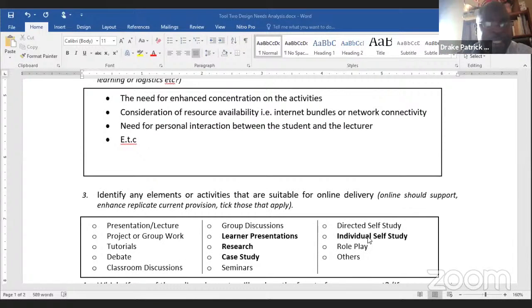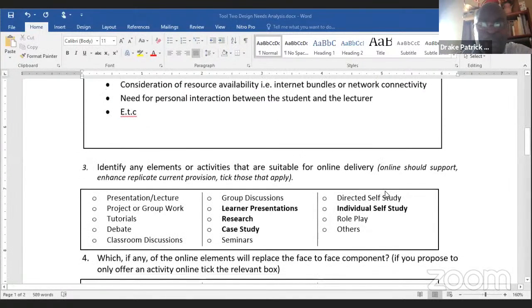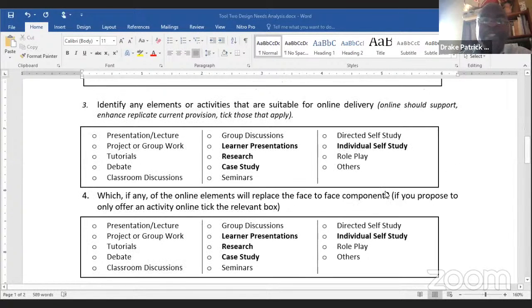So, which elements or activities are suitable for online? So we said, look, for our research methods, learner presentations, they can present online. They can do research online. They can conduct case studies online. They can also do individual self-study online. Which, if any, of these will replace the face-to-face component? So we feel the other ones that we put above are the ones that are going to be replaced. Continue, Fiona.